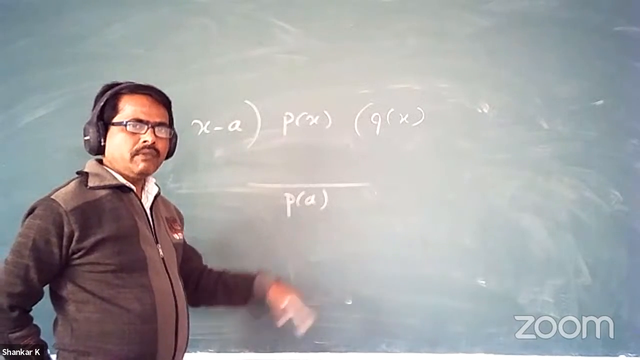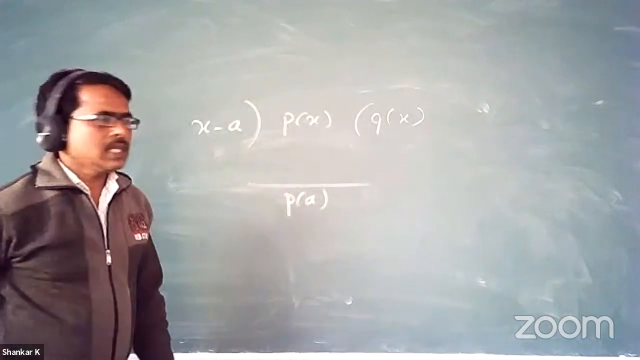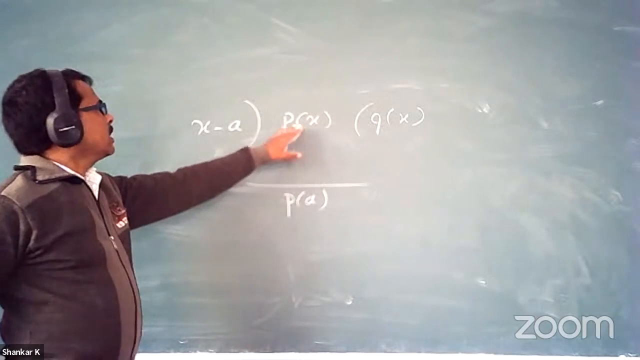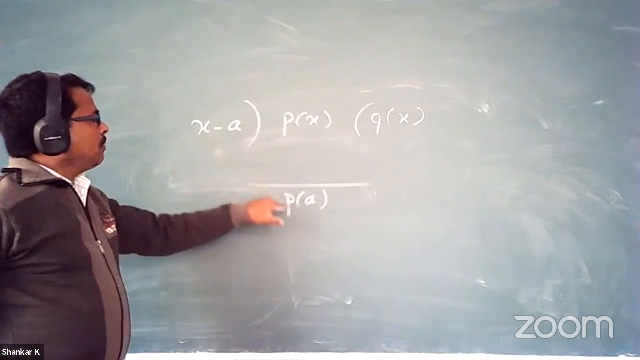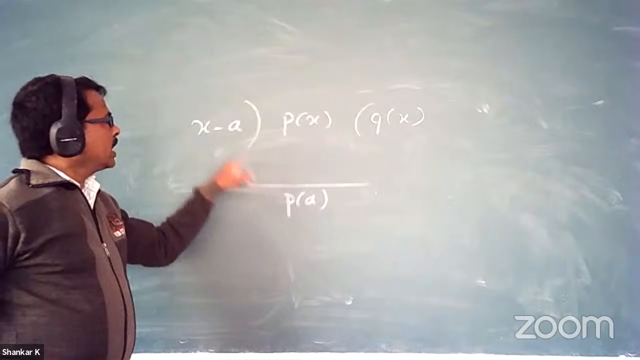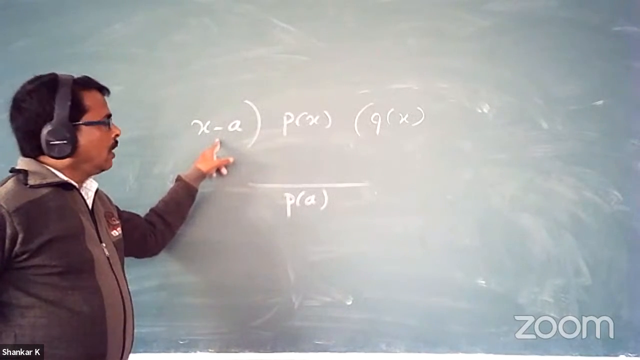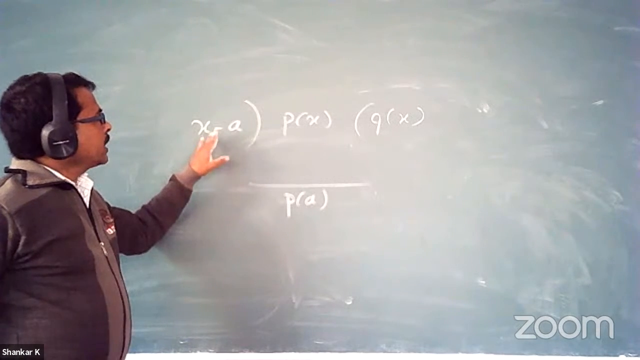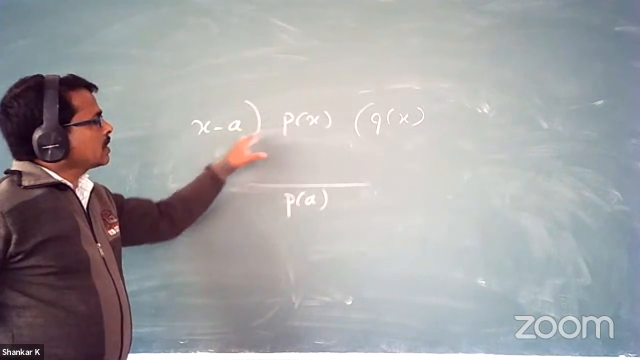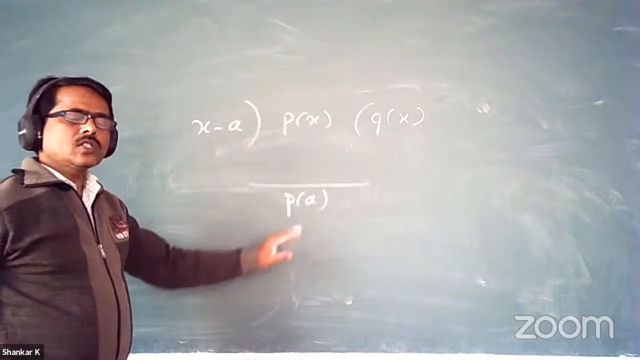Now we are studying the factor theorem. What does the factor theorem tell? When P of x is divided by x minus a, and if the remainder P of a is 0, then x minus a is a factor. Or if x minus a is a factor of P of x, then the remainder is 0. Reverse.